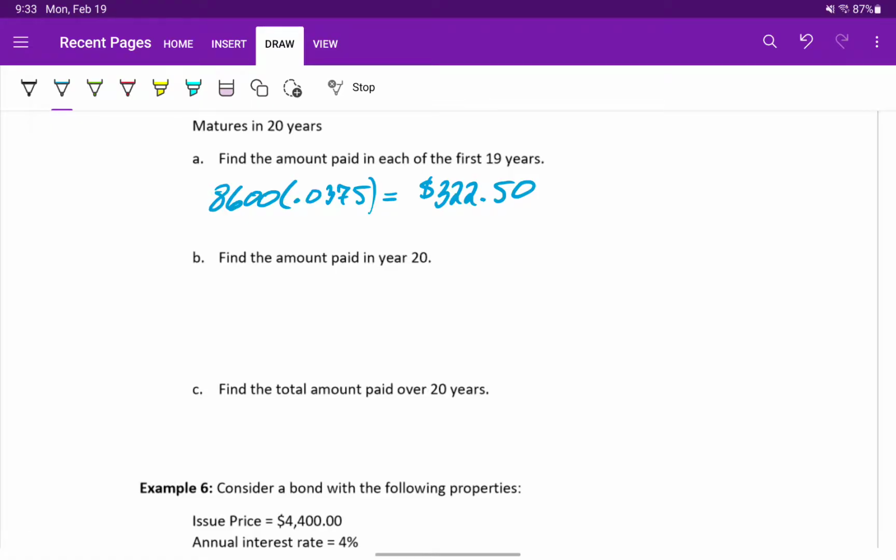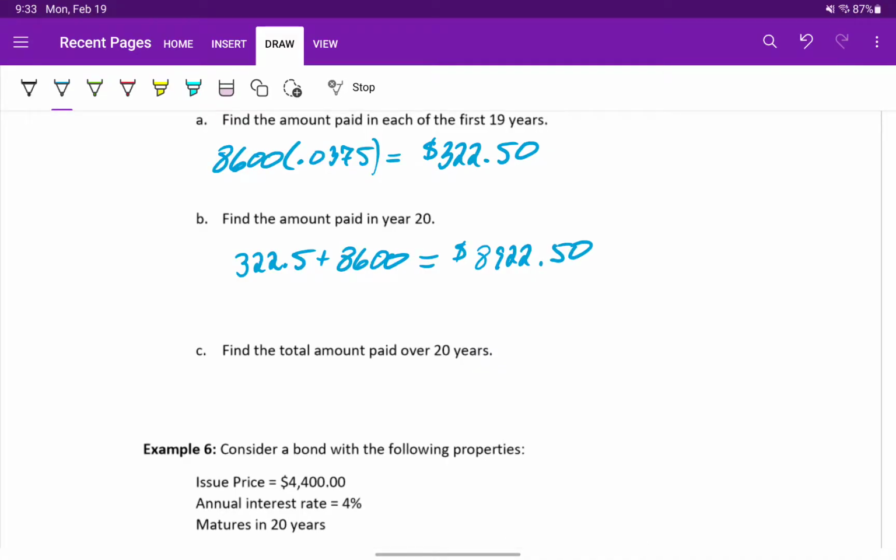In the 20th year, or whatever year that bond matures, you'll receive that interest payment plus what you originally put into the loan. So in this case, we would receive $322.50 plus $8,600, or $8,922.50.